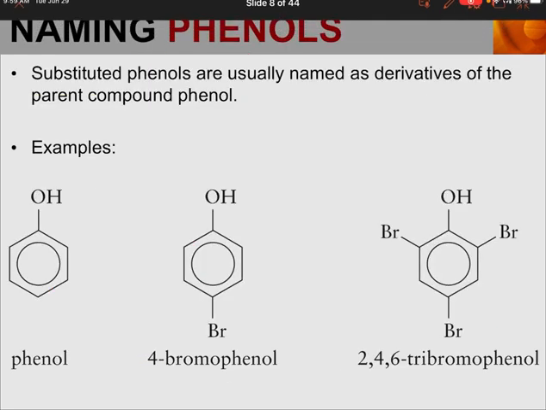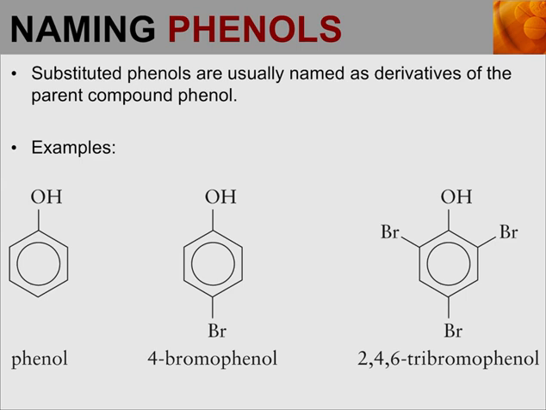Let's also just briefly go over how to name phenols, since they are pretty closely related. So substituted phenols are usually named as derivatives of the parent compound phenol. So this is really similar to when we were naming benzene derivatives. We always used the name benzene at the end, unless it had a common name like toluene or aniline. So here, phenol is one of our common names. So if you see a benzene ring with an alcohol group attached, you can just use the name phenol.